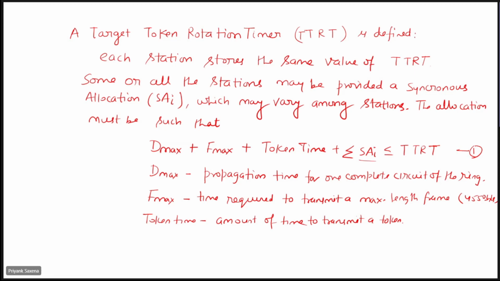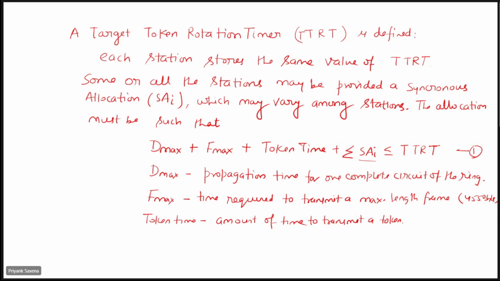So the target token rotation timer value will always be higher than Dmax, the propagation time for one complete circuit of the ring. One complete circuit of the ring means the maximum time required to complete one circle of the ring, which is Dmax. Fmax is the time required to transmit a maximum length frame. Token time is the amount of time to transmit a token, to release a token by the station, plus the synchronous allocation of all the stations. So a target token rotation means a token should come back within this limit.